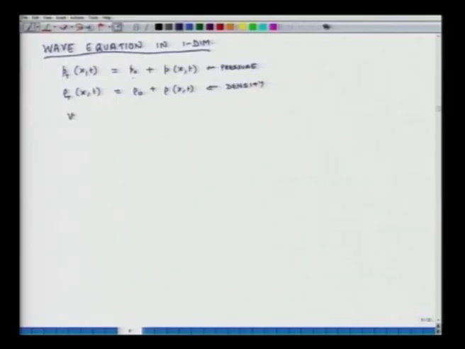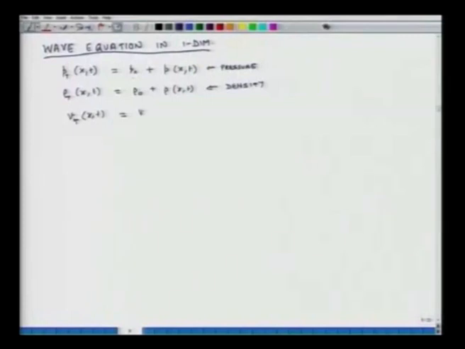Then my volume of air, let us say my final volume of air is V subscript t, and that is equal to initial volume V 0 plus some incremental change in volume, which is tau, again a function of position and time. So, that is the relation for volume.